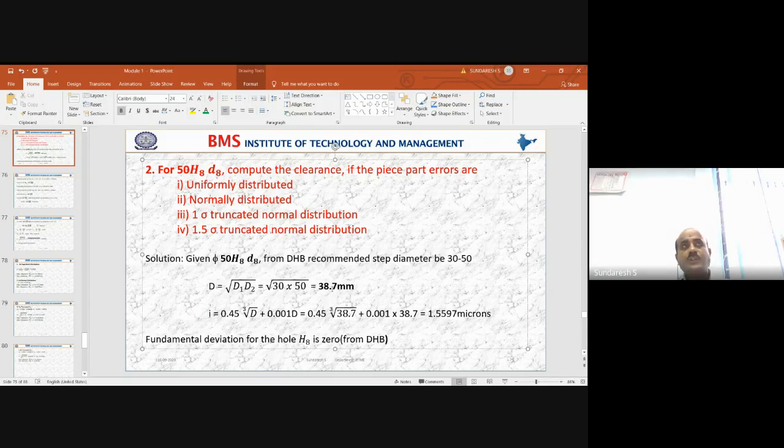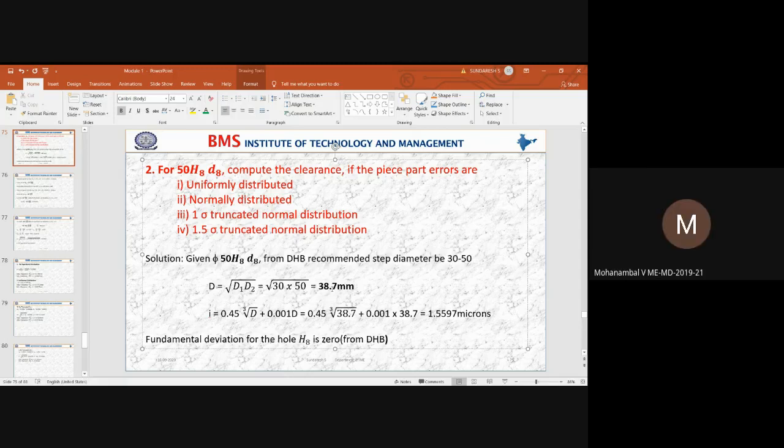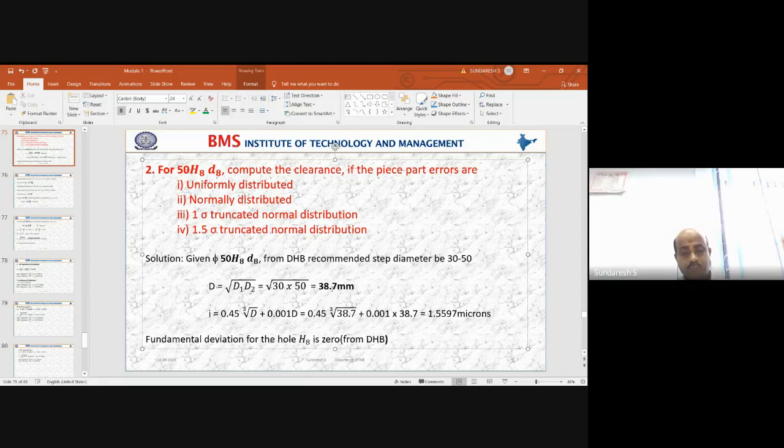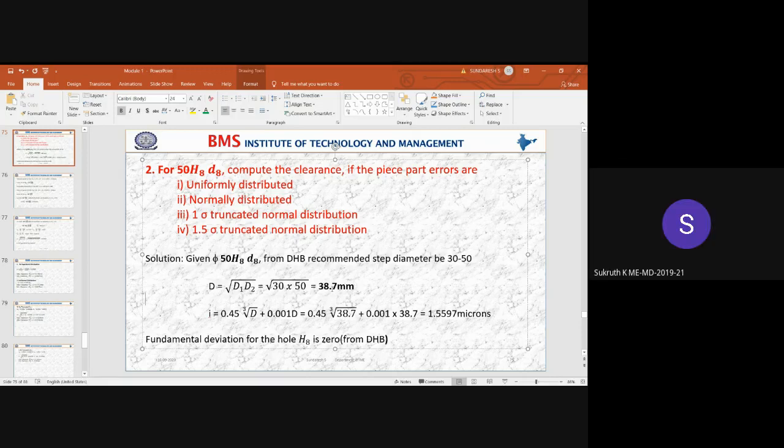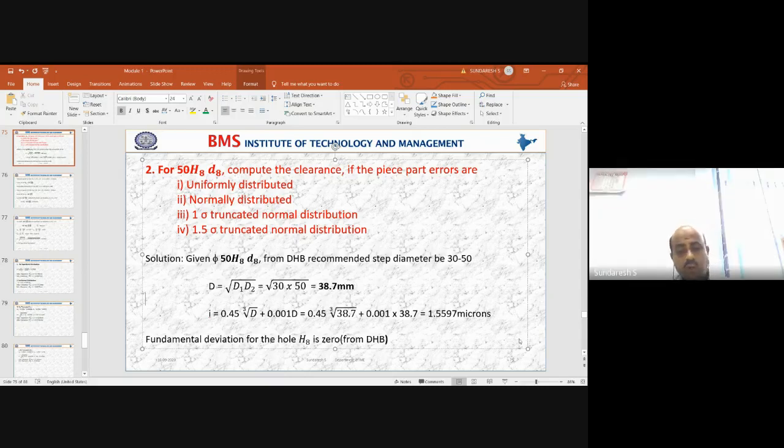D, you are getting 38.7. Yes, sir. What about I? I will always come out in microns by default. When you substitute D in millimeter, you get I in microns only. Afterwards you have to convert it. Please remember this.